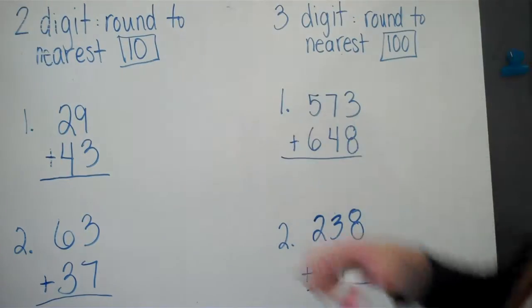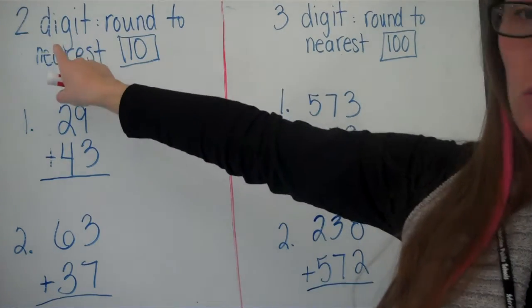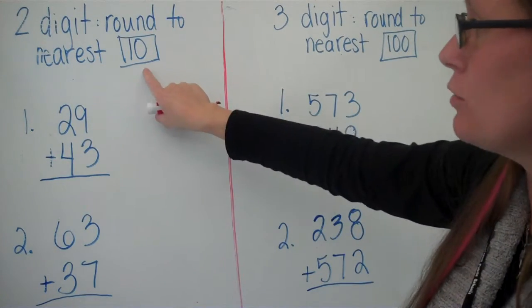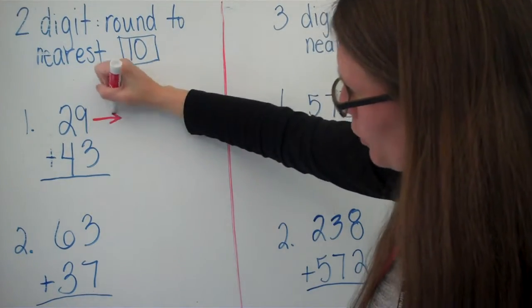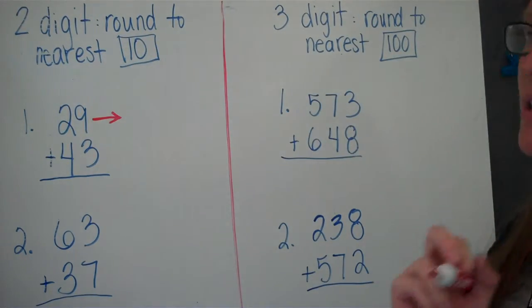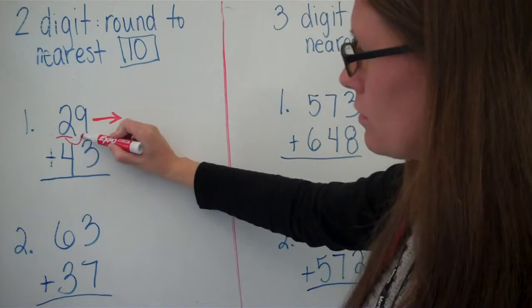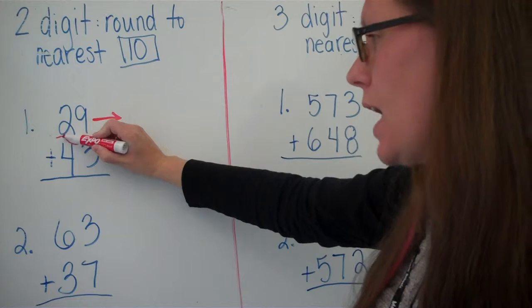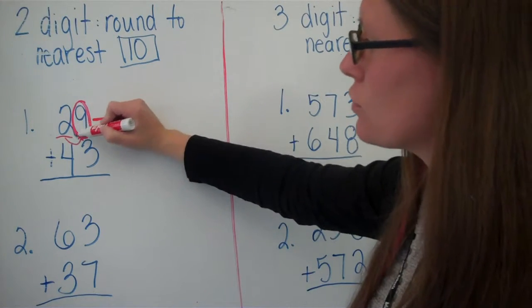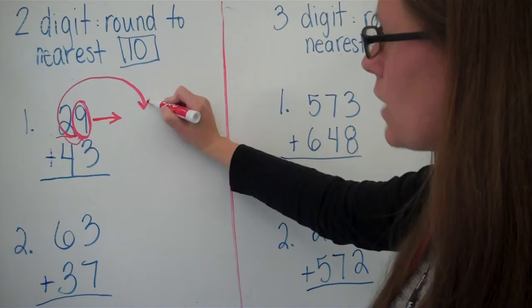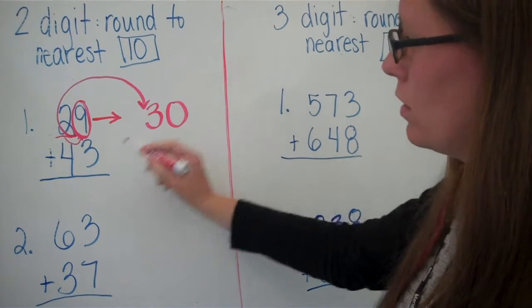All right, so first we're going to start on this side of the board, and we're going to just do our 2-digit numbers, which I know means I'm going to round to the nearest 10. So I'm going to take 29. I'm going to round it to the nearest 10. I'm going to do the same thing I did yesterday or the day before. So here's my 2, it's in the 10s. I look at my 9, is it weak or strong? I know it's strong, so it bumps the 2 to a 3. The 9 becomes a 0.